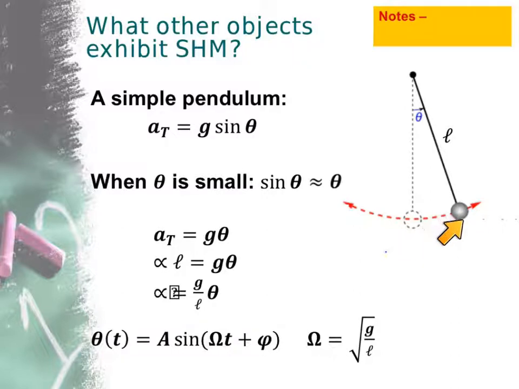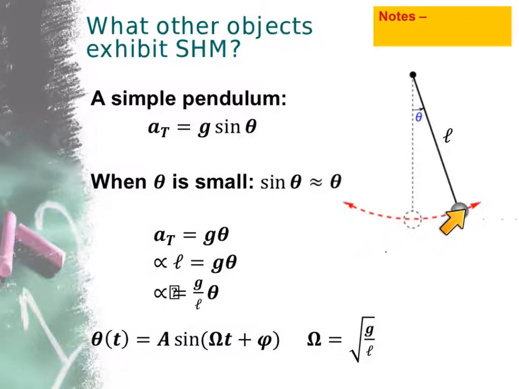In other words, we have a ball attached to a rod or a string of length L, and then we move it a certain displacement theta, angular displacement, and then we let this thing go, and it's going to start rocking back and forth, like this. Well, it turns out that you can show that for a simple pendulum, its tangential acceleration is equal to g times sine theta. And when I say tangential acceleration, remember, I mean the acceleration of the motion around the circumference.